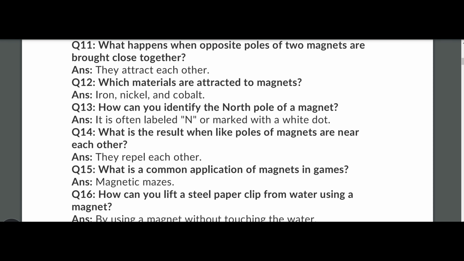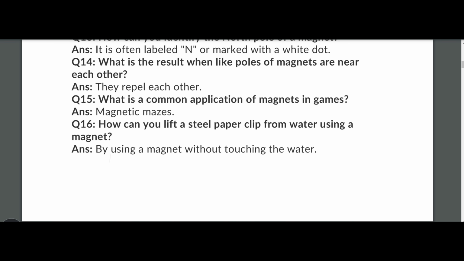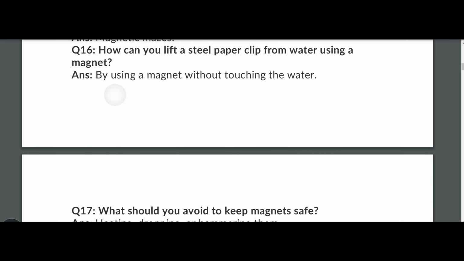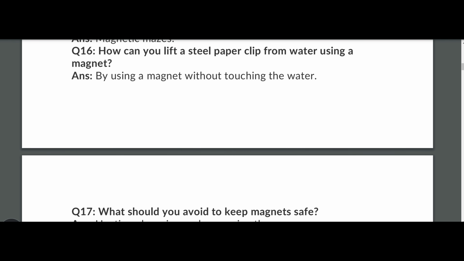You see that. Okay. So now, all of you please come to question number 16. Everyone, please. How can you lift a steel paper clip from water using a magnet? So this is a water glass, right? Let us say here we filled it with water, and now you assume that here we have one clip, right? So one pin is there. Then how do you lift this pin? By using the magnet. When you place the magnet here, this pin will be attracted towards the magnet. When you lift this magnet, along with it the pin also comes upward. In this way we can remove the pin from the water.